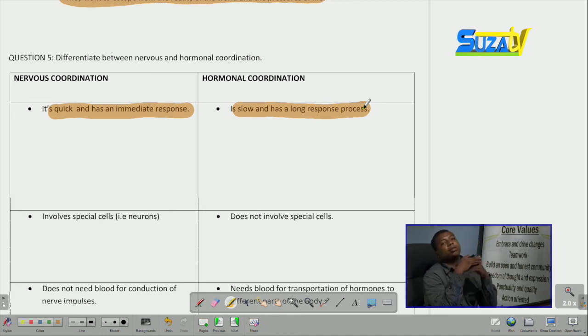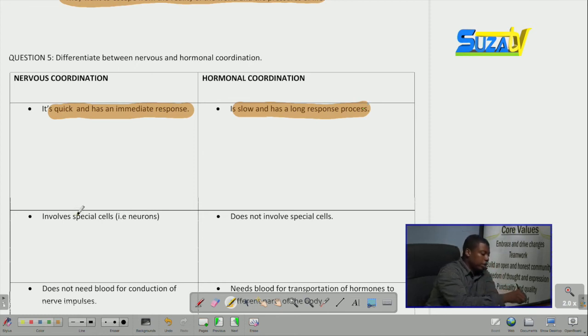In nervous coordination, if a stimulus occurs, there's a quick response, as the impulse travels very fast to the brain and an action is initiated quickly. While in hormonal coordination, it travels very slowly towards the body parts as it does not use any quick methods.